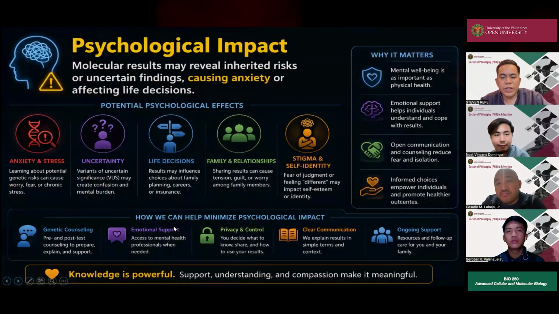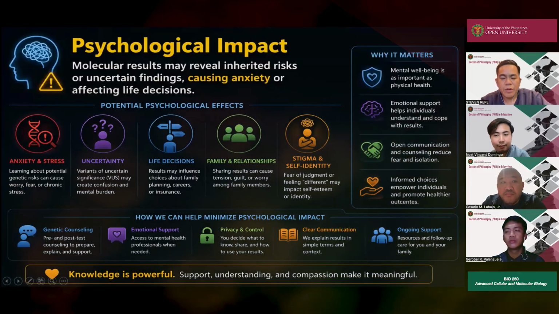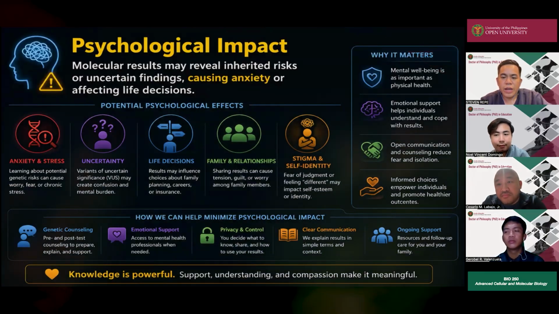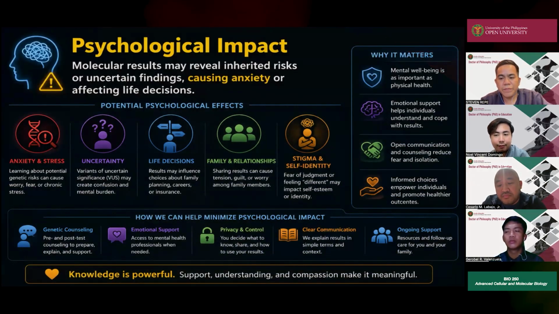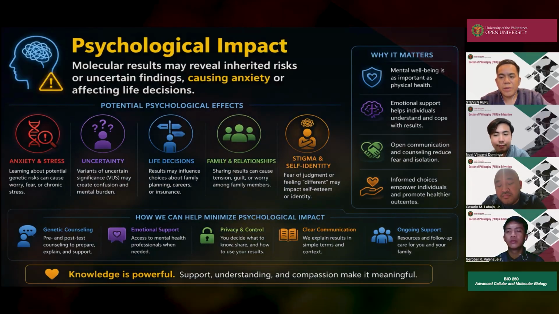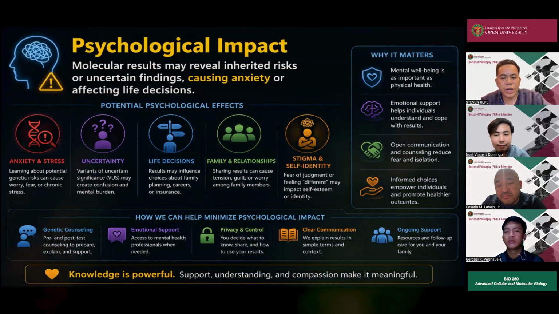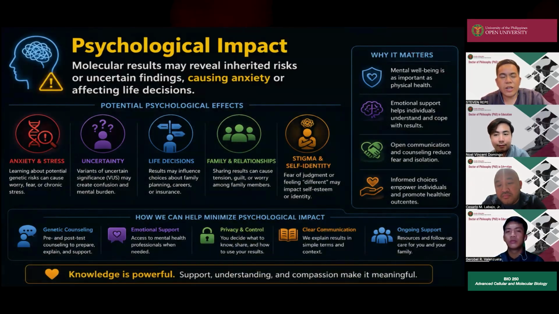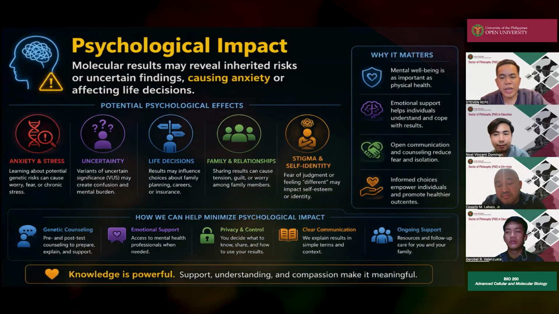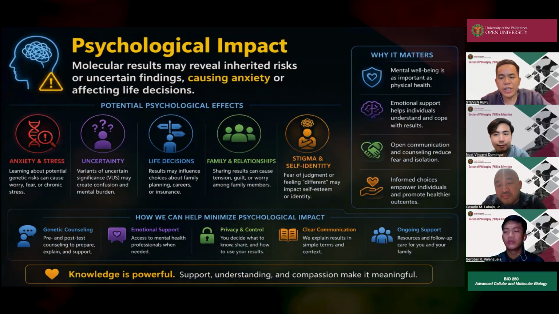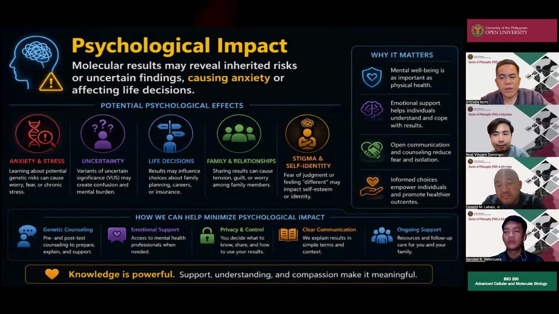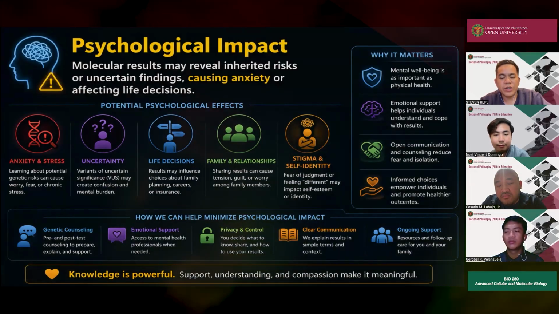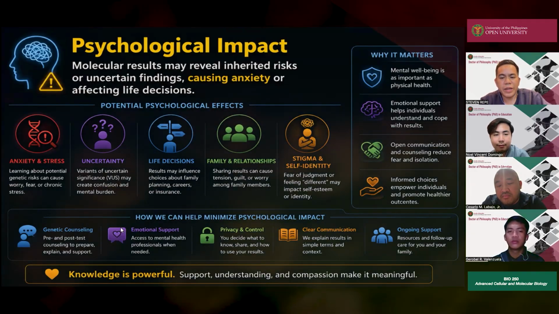It also includes the psychological impact. Molecular test results may also affect our patients emotionally. Some results may reveal inherited cancer risk or uncertain findings. This can cause, of course, anxiety and may influence life decisions. That is why genetic counseling and compassionate communication are important parts of molecular medicine.